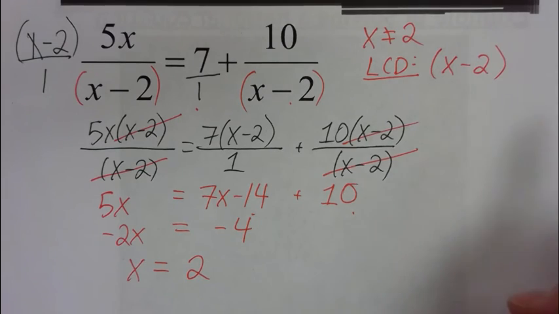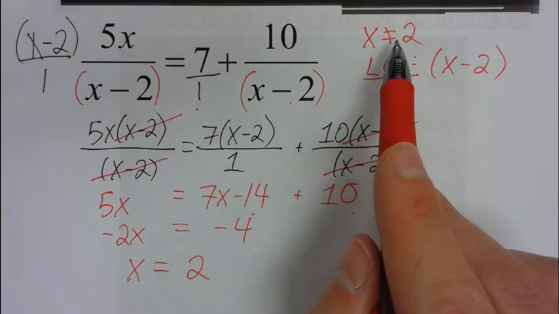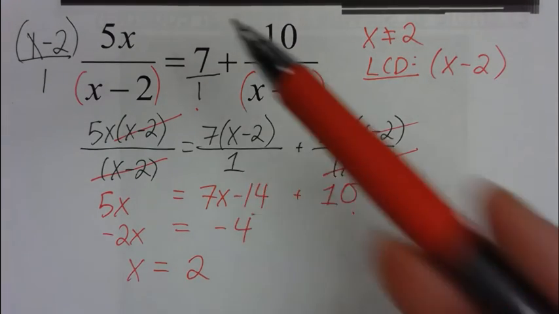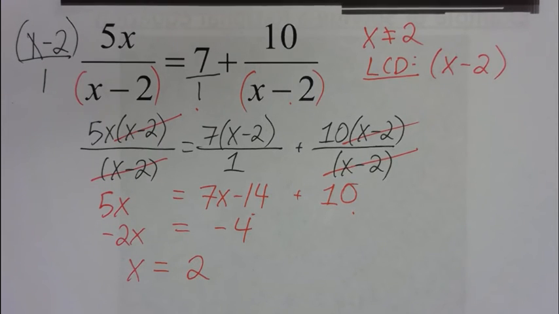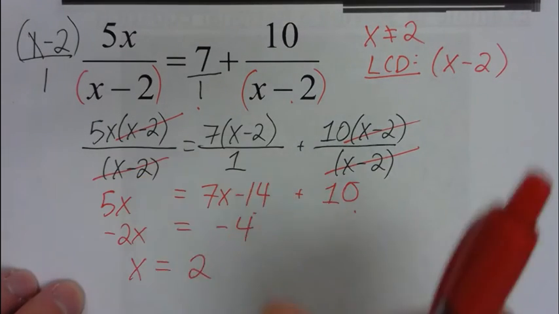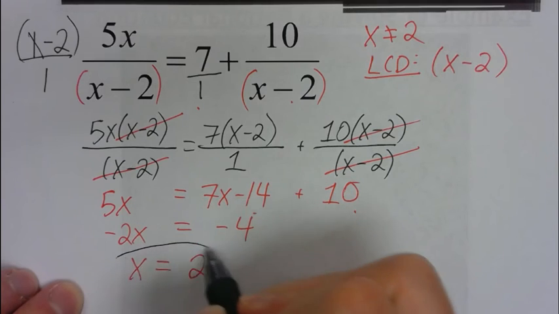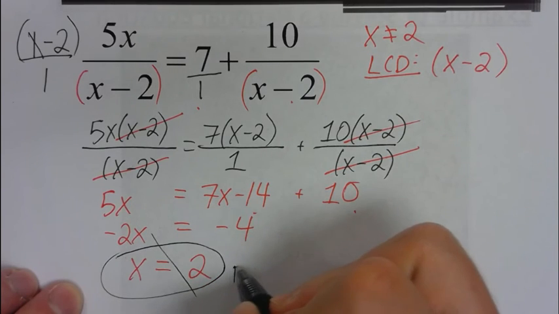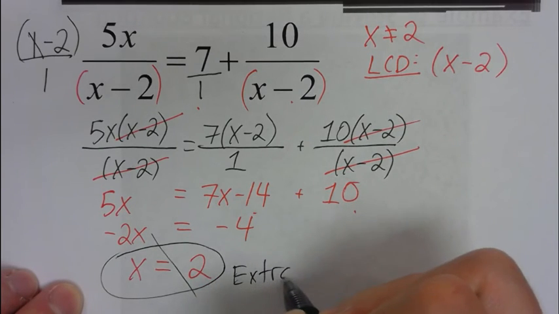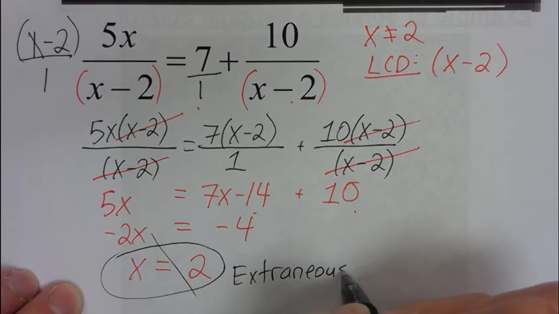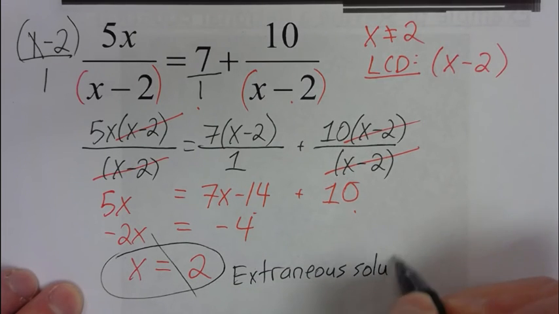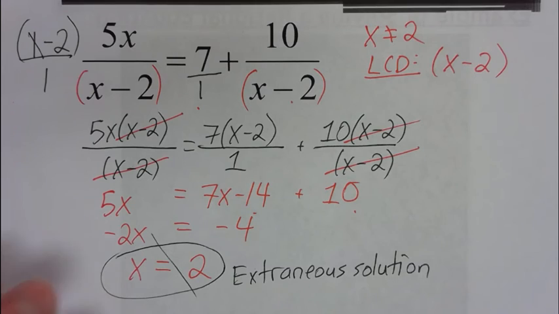But based on what we started looking at, we said that the answer couldn't be 2. If we put a 2 back into our equation, it's not going to work. So that means that this answer, the only one we had, is an extraneous solution. And that means we are done with this problem. There is no solution to this particular equation, no x value that would make it work.